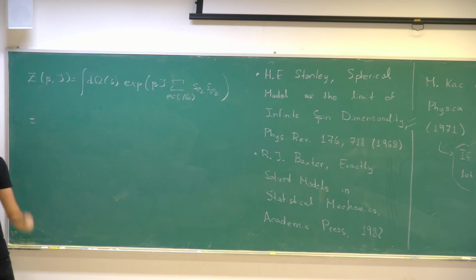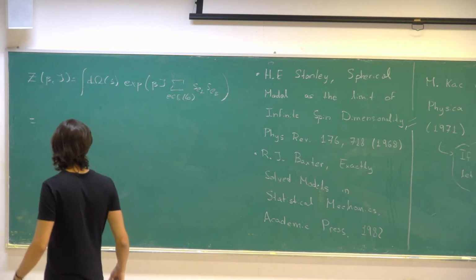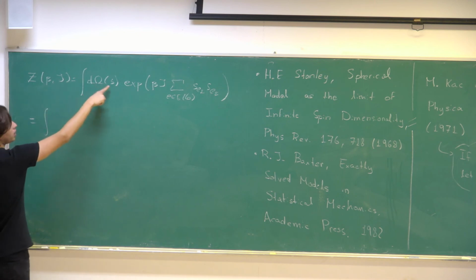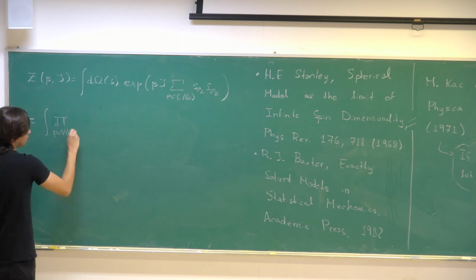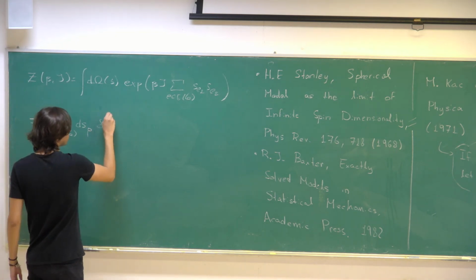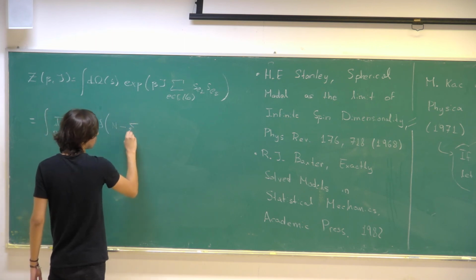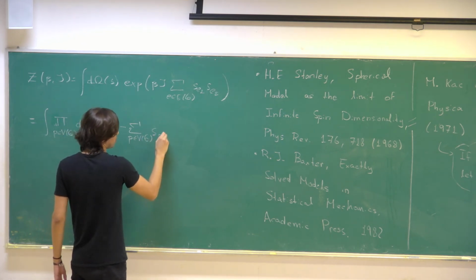Now, here's a trick which we've used before, and it is kind of what led to the solution of the spherical model, which is to, instead of restraining the S's to the sphere, allow the S's to vary over all the real numbers, and enforce the restriction through a delta function. So this is delta of n minus the sum of the S squared.